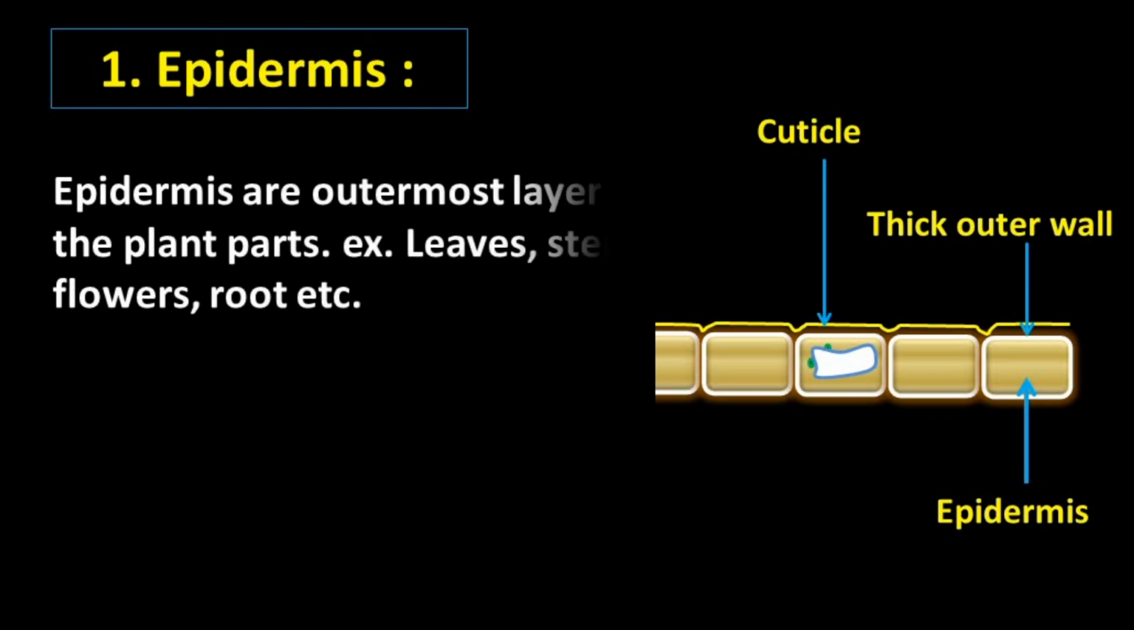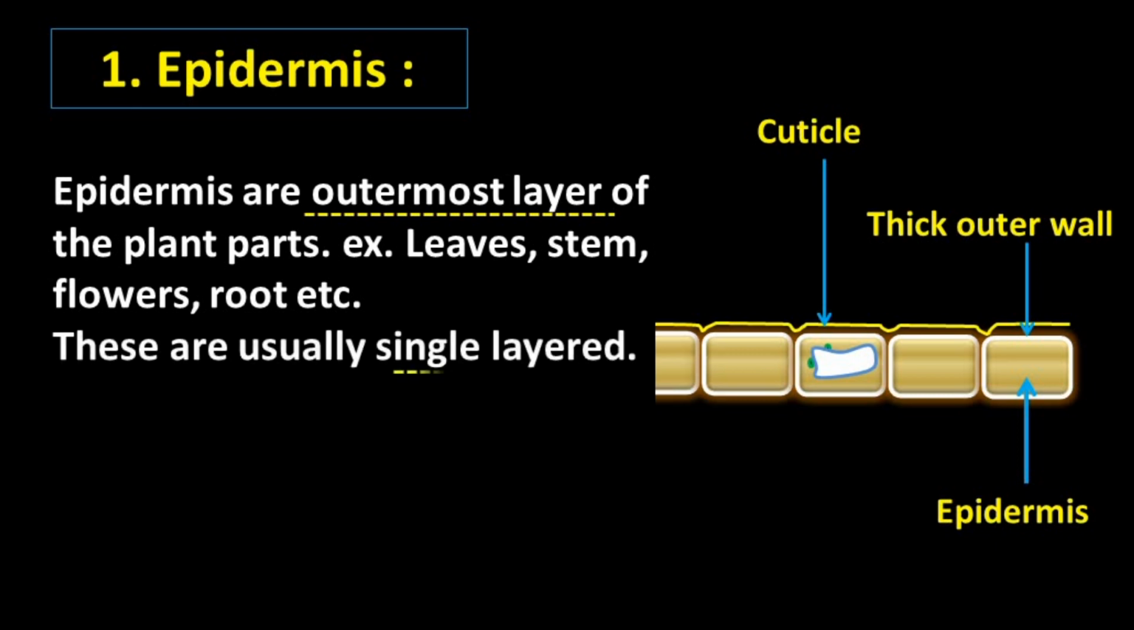These epidermis are the outermost layer of the plant parts. For example, the outermost layer of leaves, stem, flowers, and root. These are the parts of plants and their outermost layer is made up of epidermis. These are usually single layered. ये एक ही लेयर से बने होते हैं, but they protect the parts of the plant.